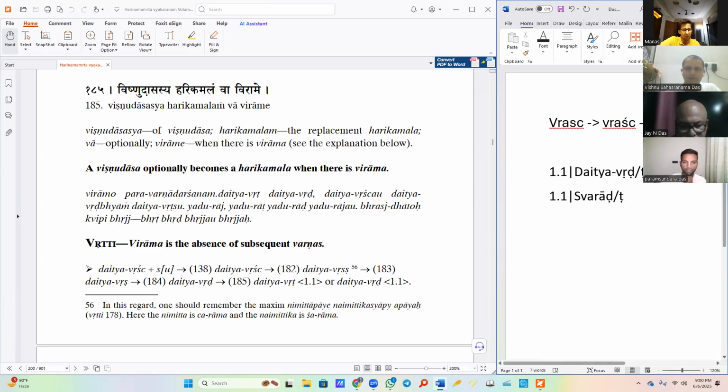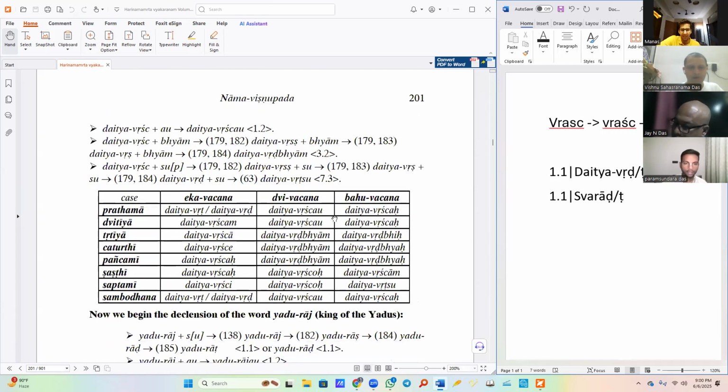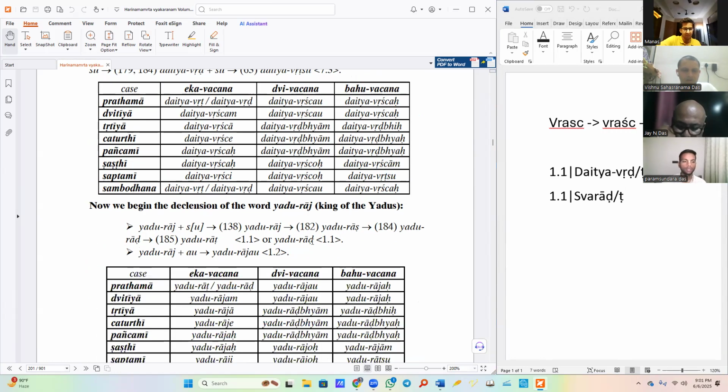Okay. Then you can go ahead. Daitya Vrishcha, Vrishcham. And when Bhyam, Bhis, and pratyayas beginning with consonants are there, Vishnu Janas, then Daitya Vrit Bhyam, Vritsu. You will be able to do this, nothing new. So that was Daitya Vrishch.